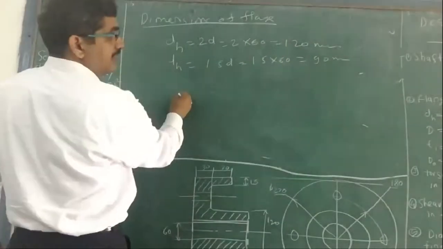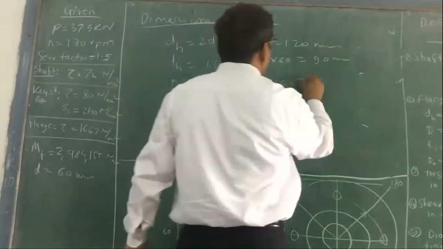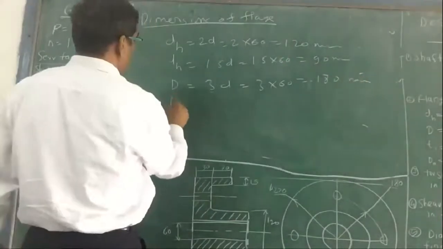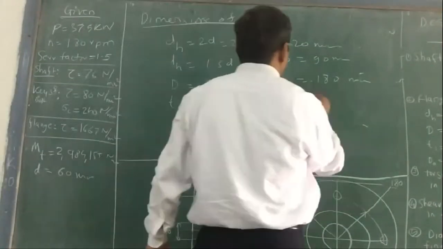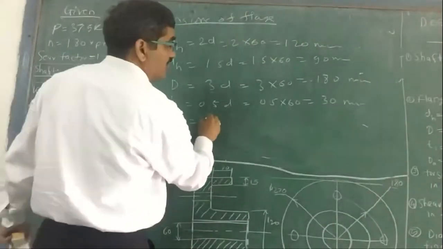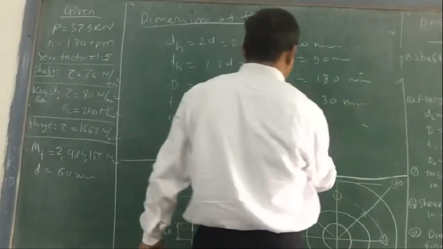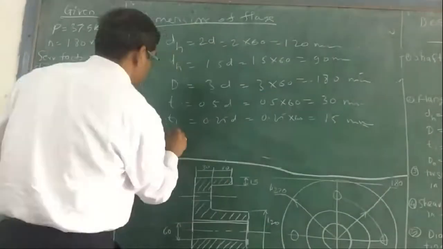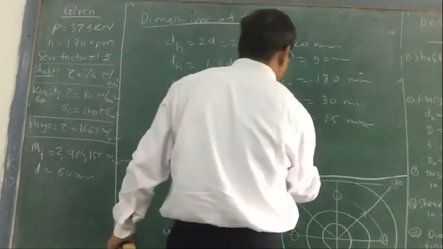Then D, the bolt circle diameter, will be 3 times 60, that is 180 mm. Thickness of the flange is 0.5 times the diameter, that is 0.5 of 60. The thickness of the flange is 30 mm. Thickness of the protective ring is 0.25 D, one fourth, as I said, into 60, that is 15 mm. Then DR is 1.5 times 60, 90 mm.